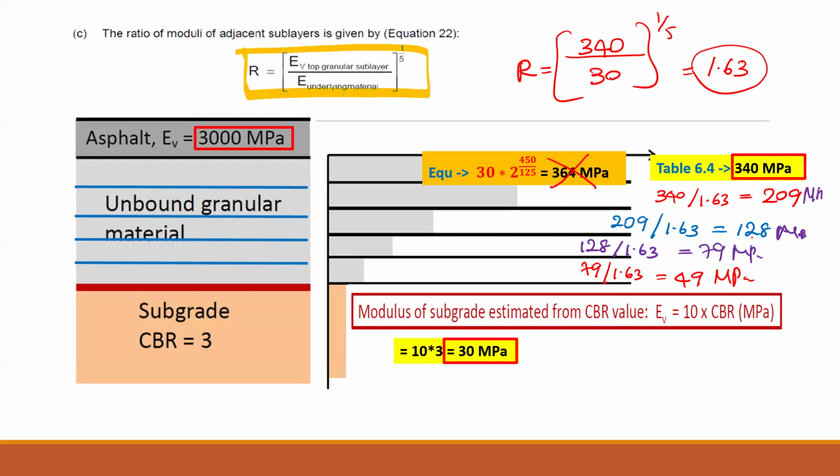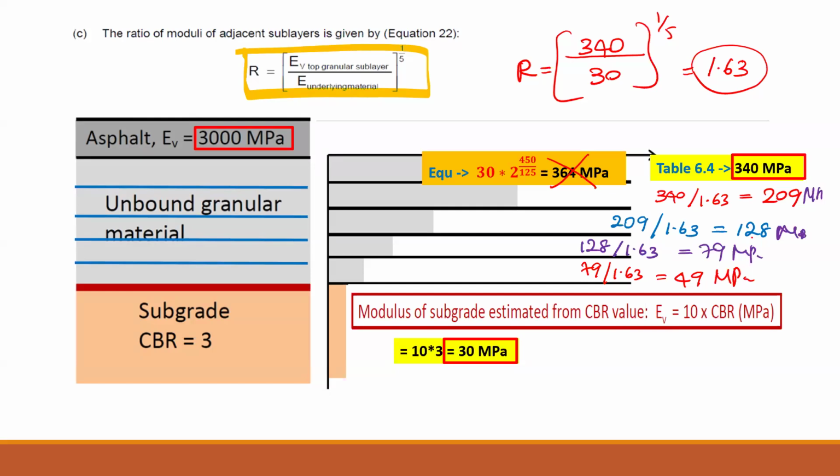Any question? No questions? If we summarize what we did, first we check whether the unbound granular material is on top of a cemented layer or the subgrade. If it is on a cemented layer, we are not going to do this sublayering. As it is on top of the subgrade, we do this sublayering process.